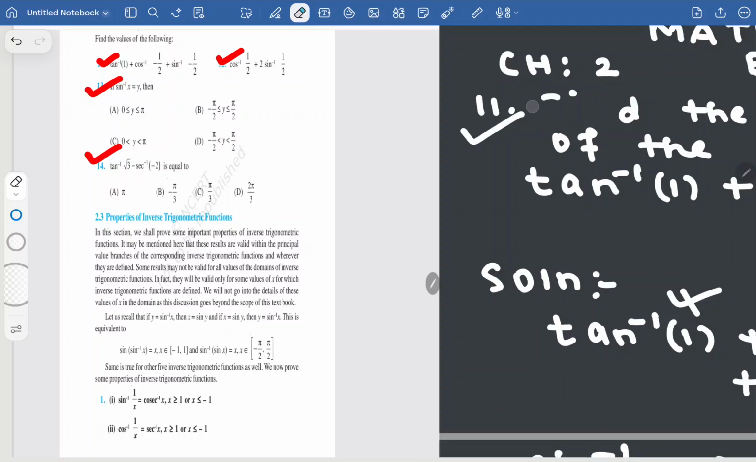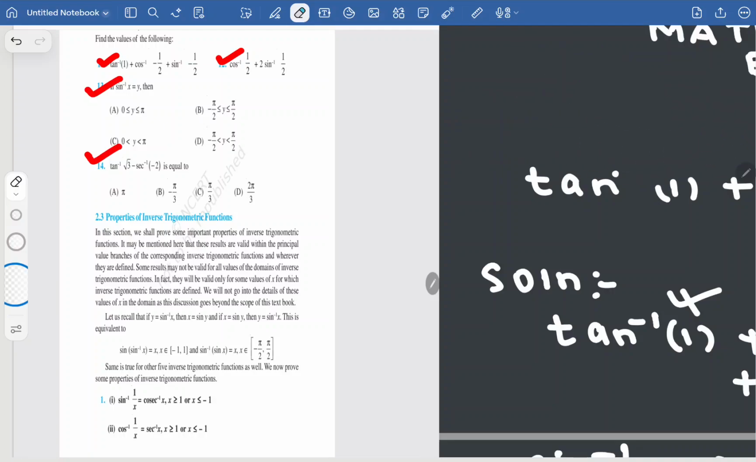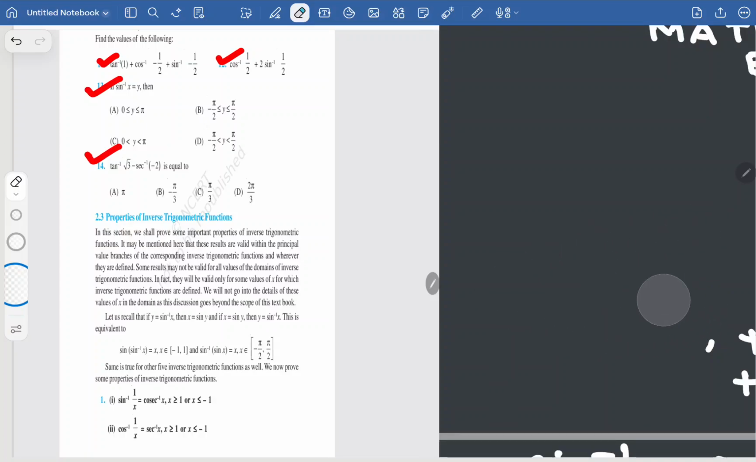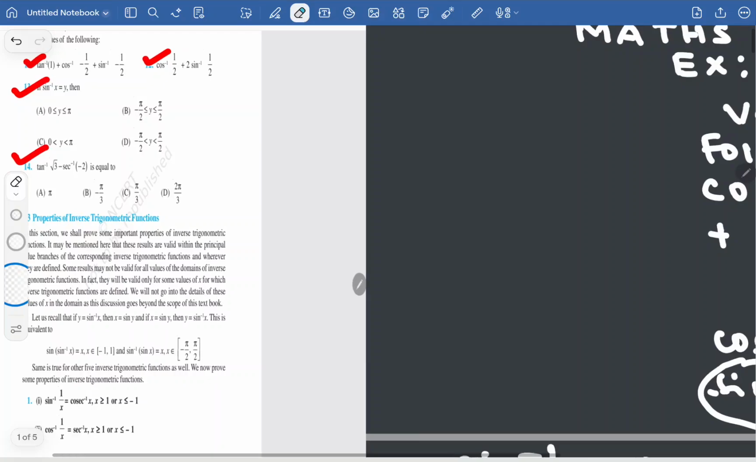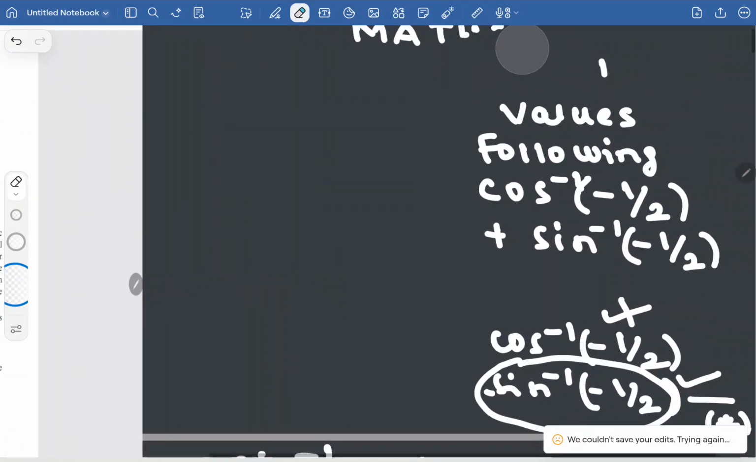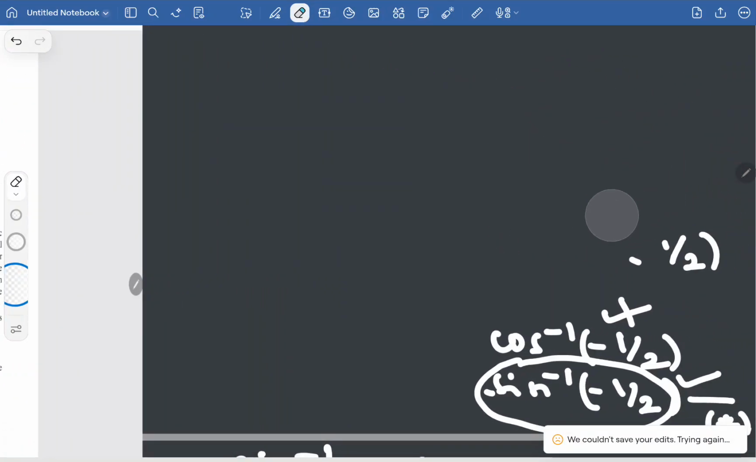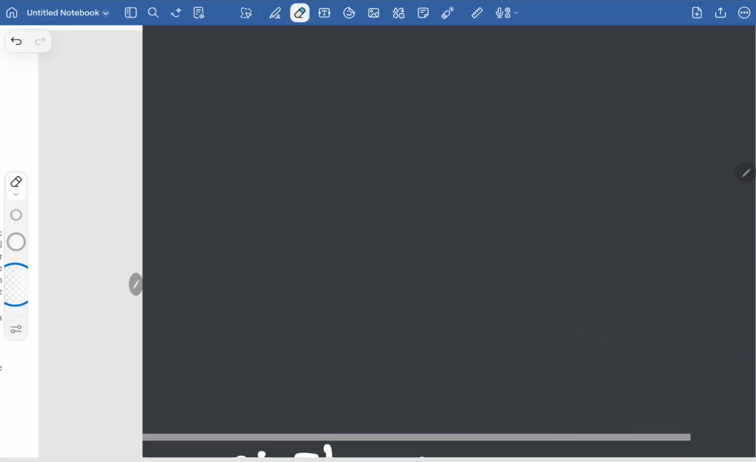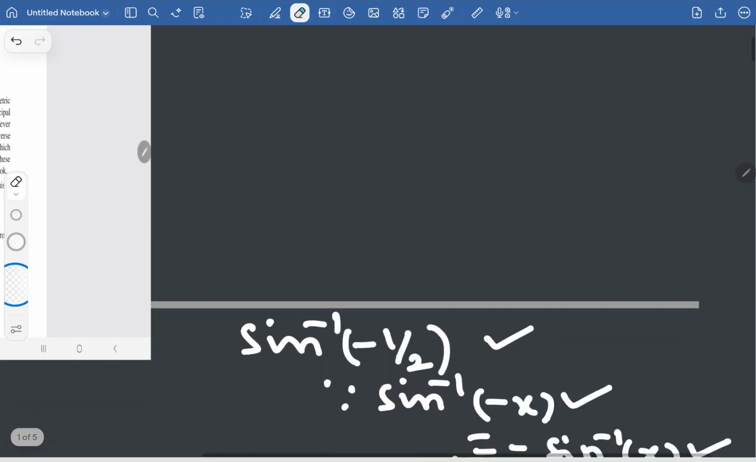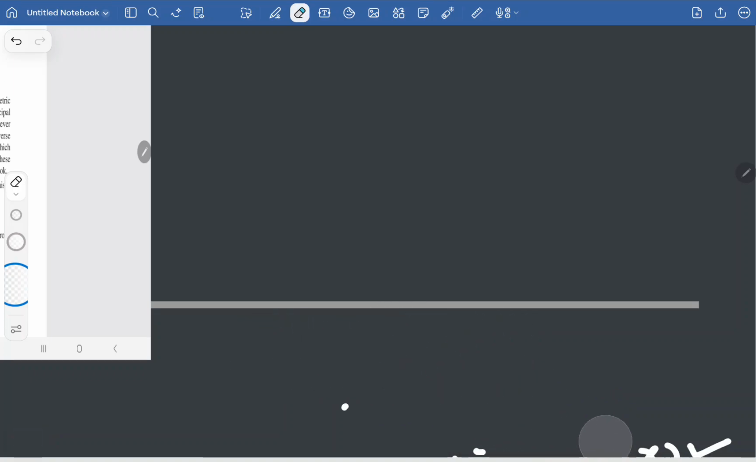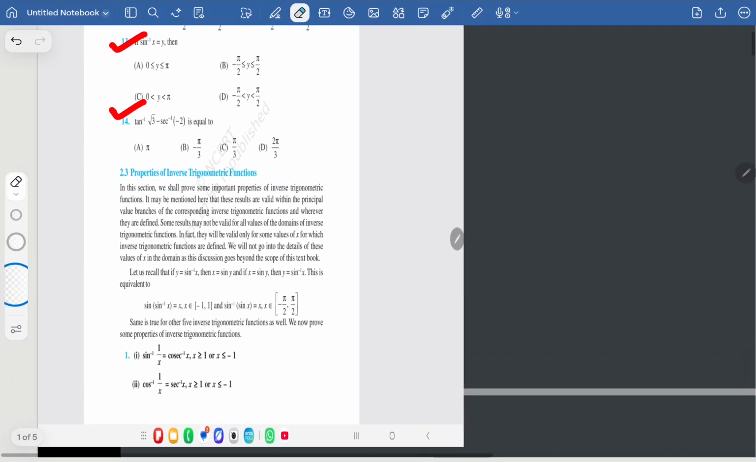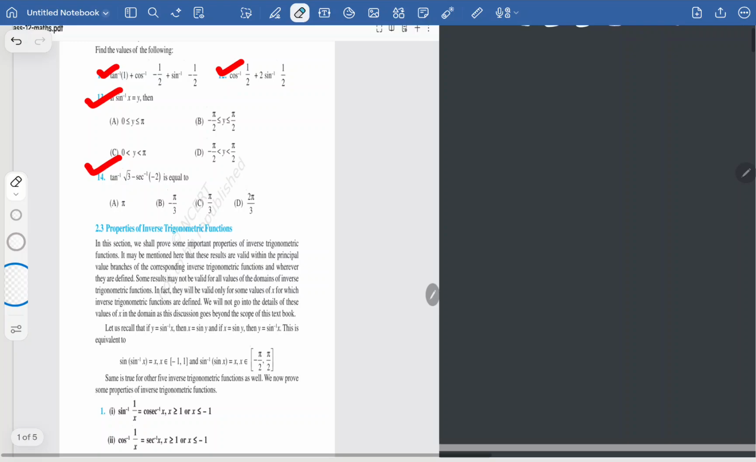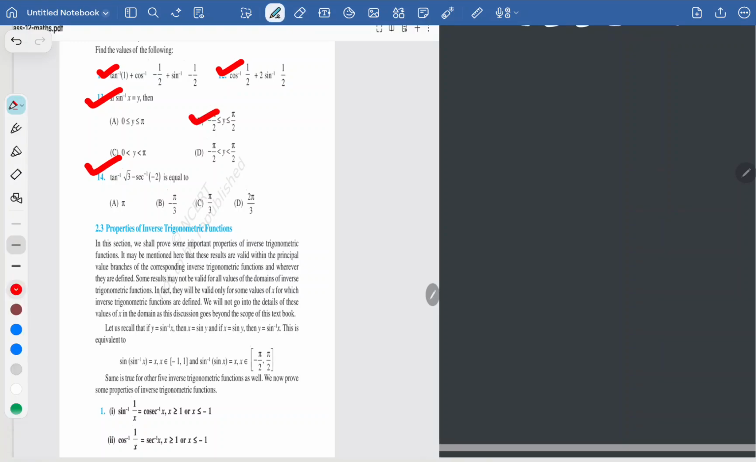See, the 13th problem is given as: if sine inverse of x equals y, what is the range for y? We know very well that for sine inverse of x, the principal value branch is closed minus pi by 2, comma pi by 2. From the options, if you check it out, option B is the correct one.